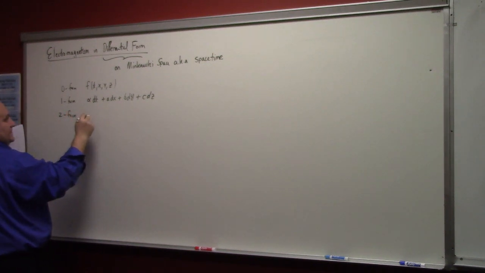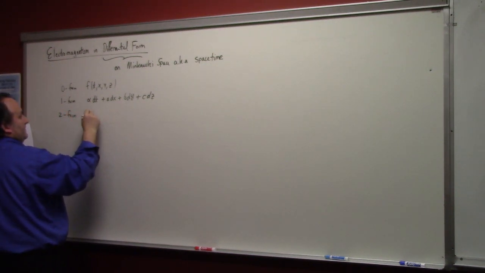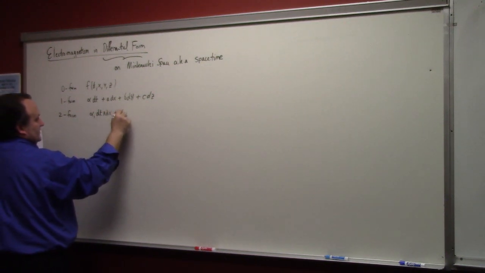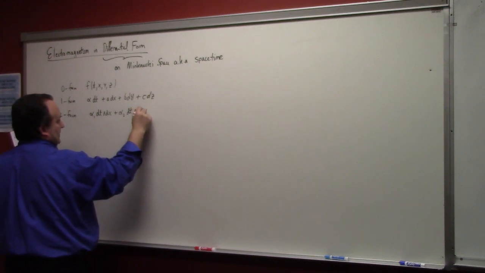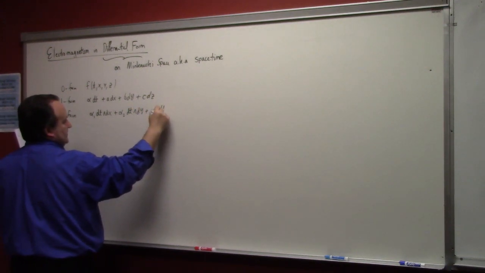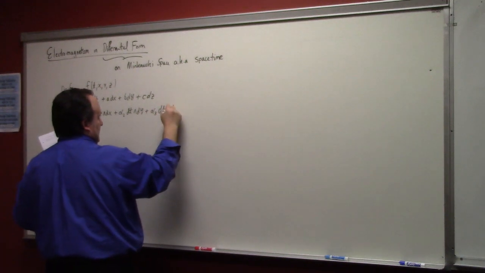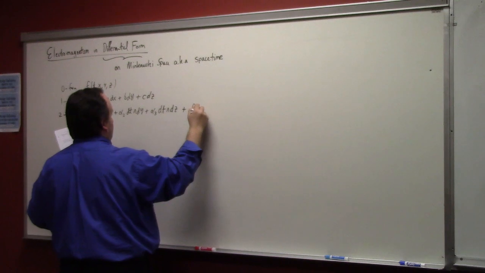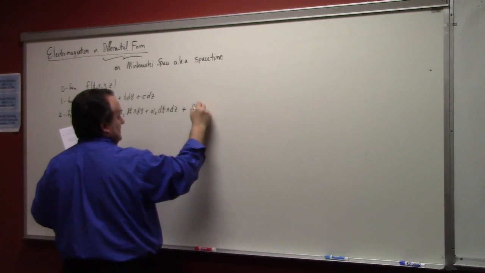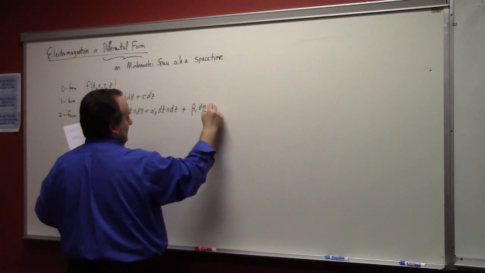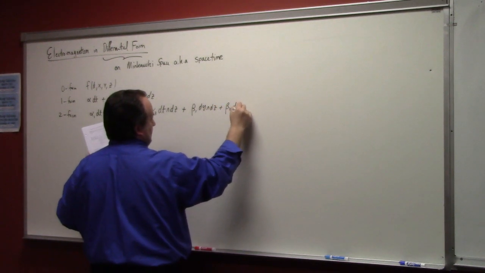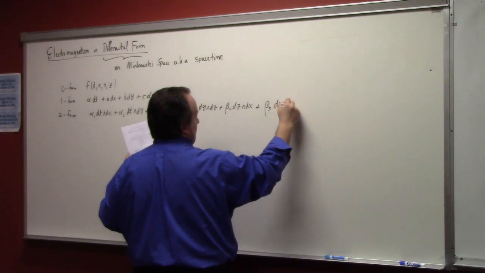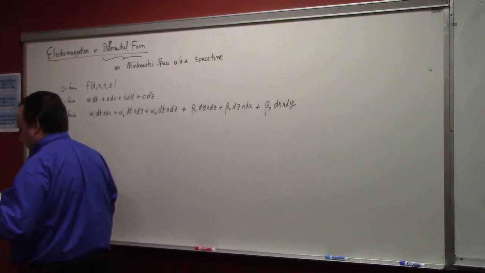would look something like alpha 1 dt wedge dx, alpha 2 dt wedge dy, alpha 3 dt wedge dz, plus maybe beta 1 dy wedge dz, beta 2 dz wedge dx, beta 3 dx wedge dy.